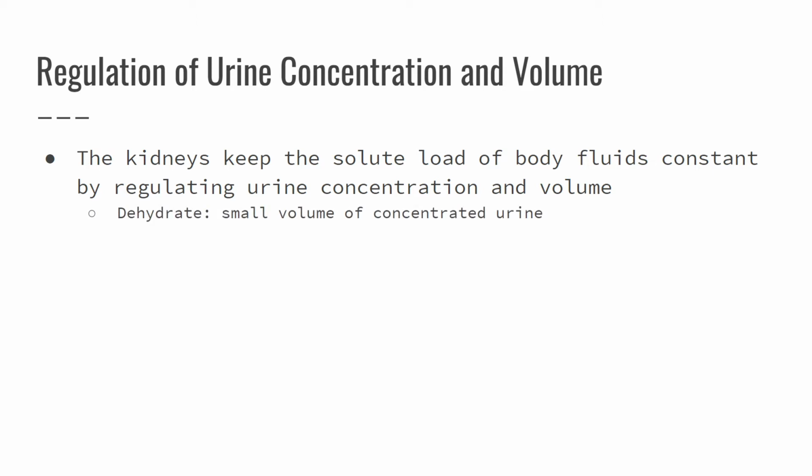If we're dehydrated, the body will produce a small volume of concentrated urine. It's probably a dark yellow. You notice that you don't pee very much. And when we're overhydrated, we have to pee a lot, and it could be almost clear.